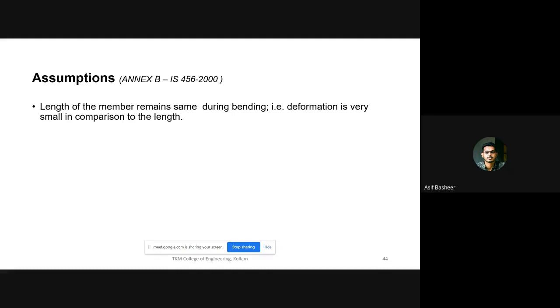That is, if I am having a simply supported beam like this, compared to the length, the deformation, if I'm calling it delta, this delta will be very small. So we'll be neglecting that, since the deformation is very small in comparison to the length. That is the first assumption in your WSM.